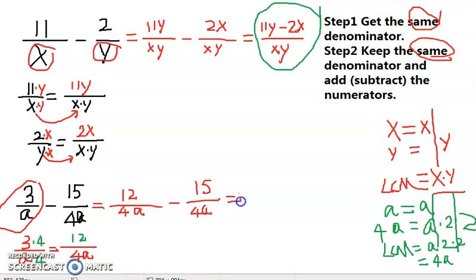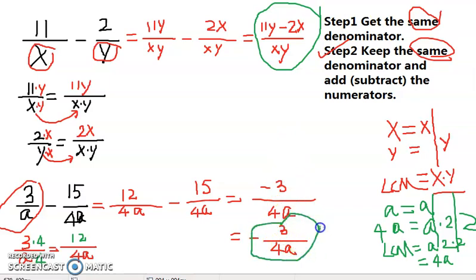Now we use the second step rule. Keep the same denominator, 4a in this case, and subtract numerators. So we're going to have 12 minus 15. That's negative 3. And we do one more step. Negative divided by positive gives us negative. So we put that minus sign in front of the whole expression, 3 over 4a. And that is the final answer, negative 3 over 4a.